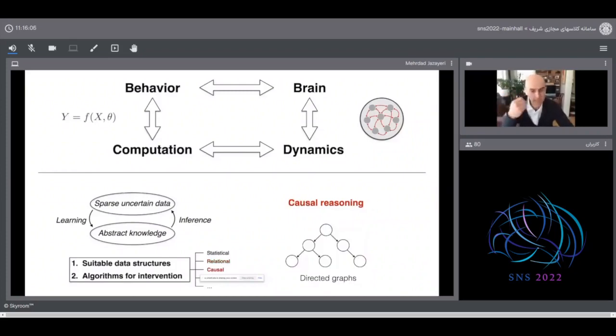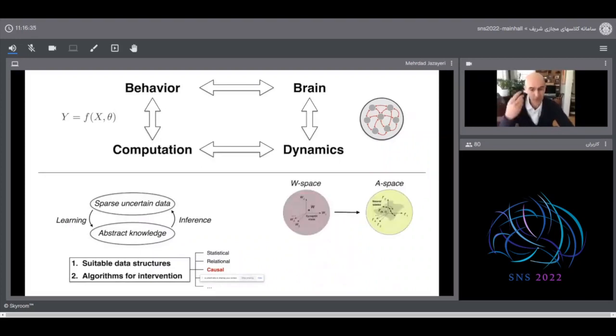Then you think about causal reasoning, you need yet another type of data structure. The data structure you might need is something like directed graphs. And all of these will require both a different structure to be embedded in the neural system and a different set of dynamics so you can perform computations. Because if you want to make a statistical inference, a relational inference, a causal inference, you need to run the dynamics on these different structures to be able to actually perform an interesting computation.